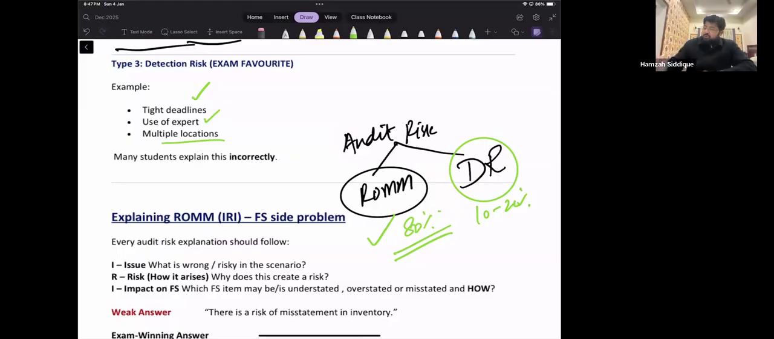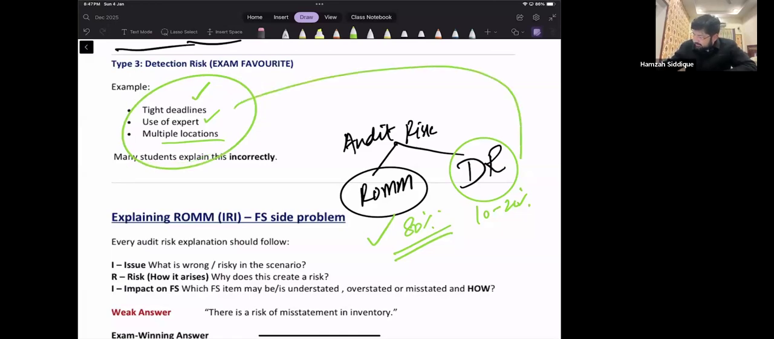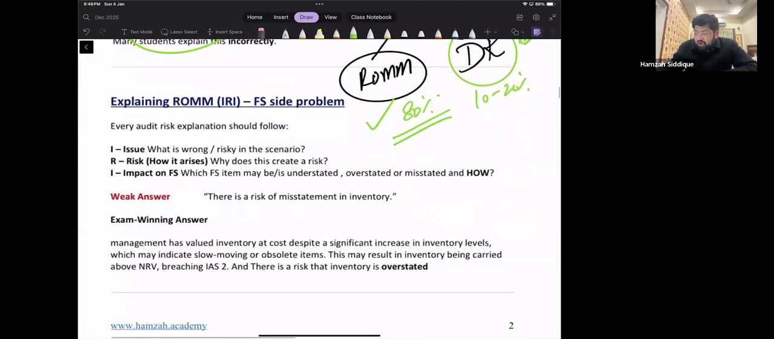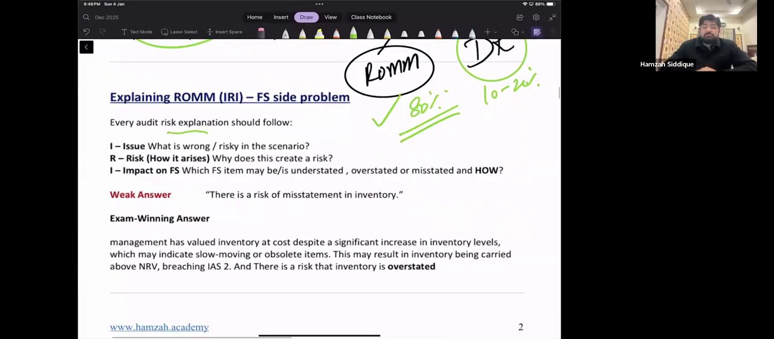So first of all, we must know what the detection risks are, and now how to explain them in the exam to secure marks. For each audit risk explanation, when you say identify and explain, there are two sides: audit risk and audit response. The audit risk side should explain three things.